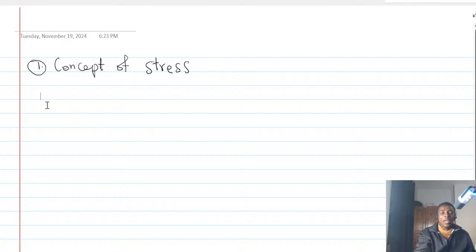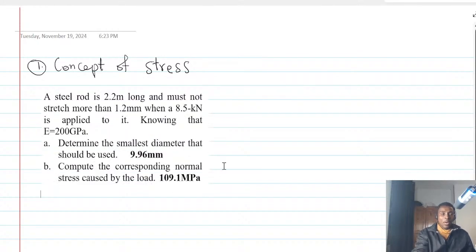So let's say you have been given a question like this. I have intentionally placed the answer there so that you can see the answers. But why are we getting the answers? So that is why we want to solve the question together.